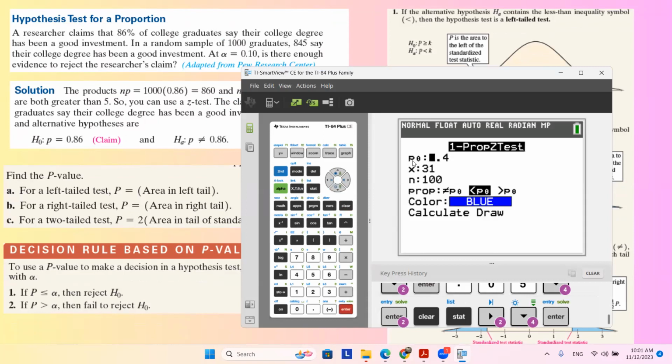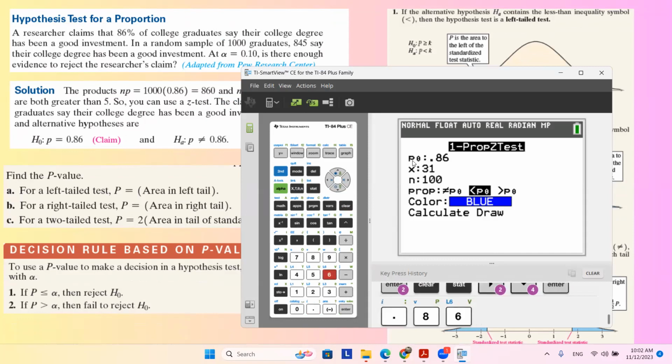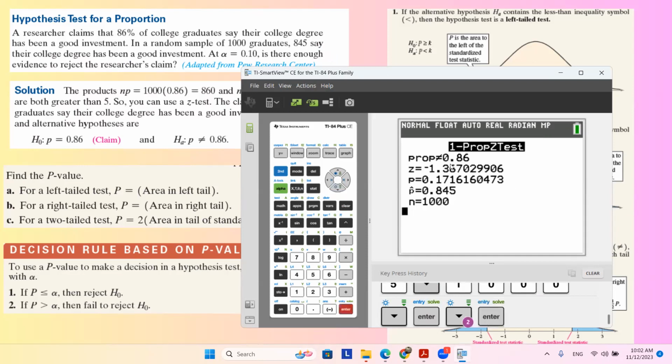p0, the proportion for population, is 86%. x is how many people said yes? 845. So 845 said yes. Out of how many? Out of 1,000. And since it's a two-tailed test, you're going to select the first one. Let us do the computation.